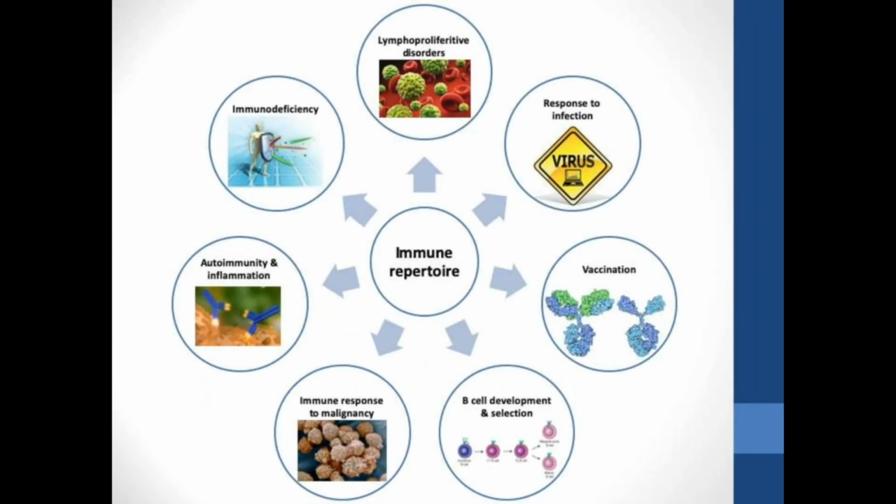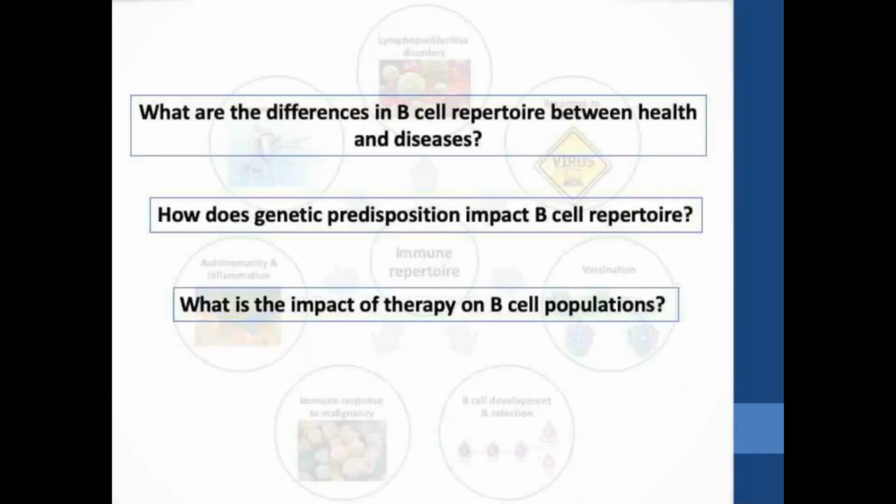So this has many uses across biology, ranging from lymphoproliferative disorders, understanding responses to vaccine, infection, malignancy, understanding autoimmunity and inflammation, immunodeficiency, and just understanding the basic biology of B cell development and selection. So here I'll really talk about what are the differences between B cell repertoires between health and immunological diseases. Does genetic predisposition impact on the B cell repertoire? And what's the effect of therapy that we commonly use on these immunological diseases?